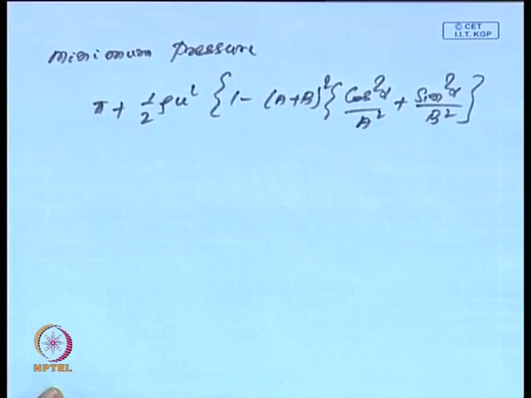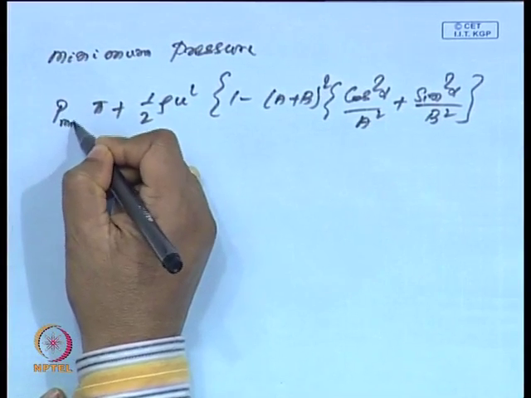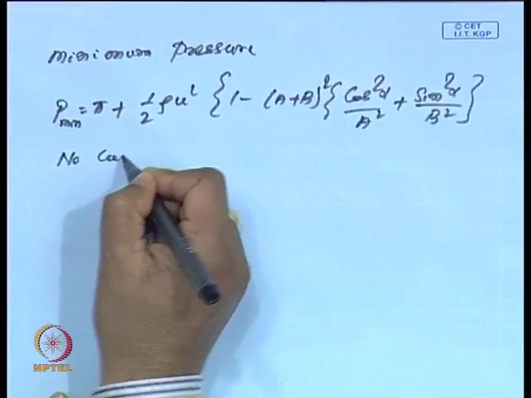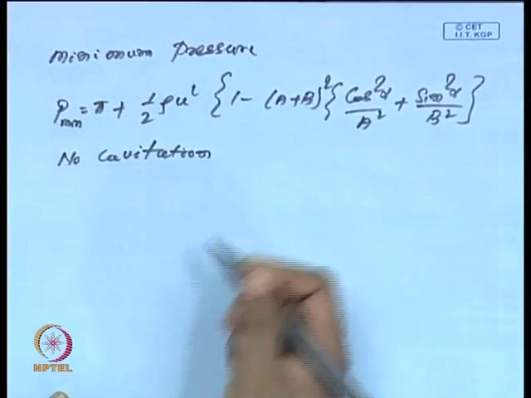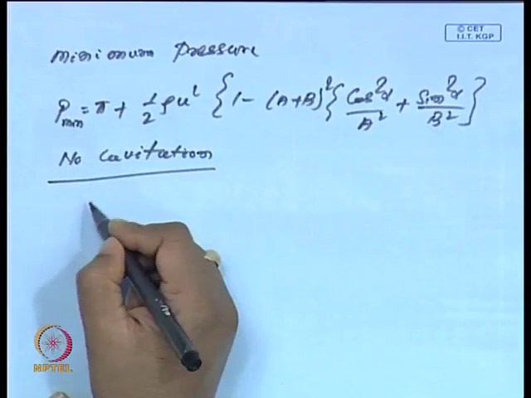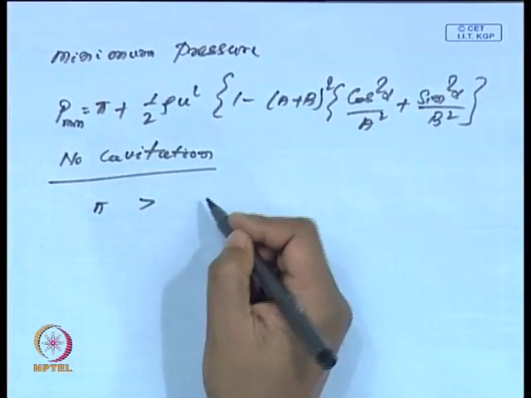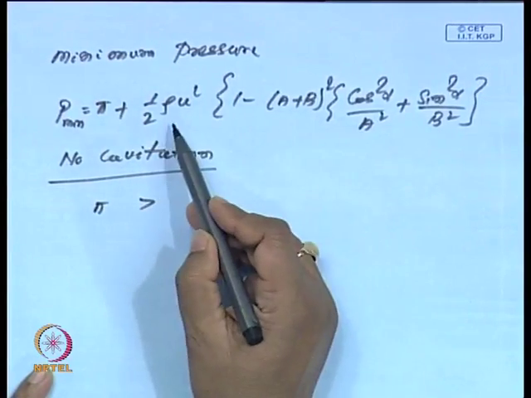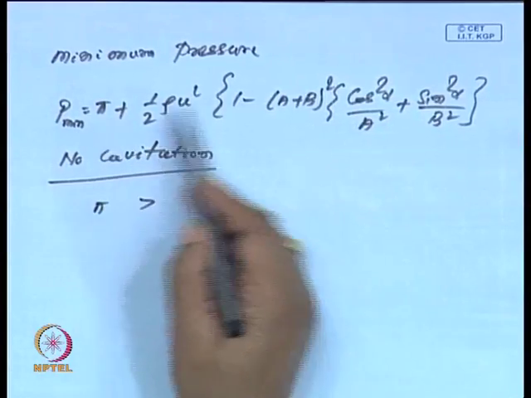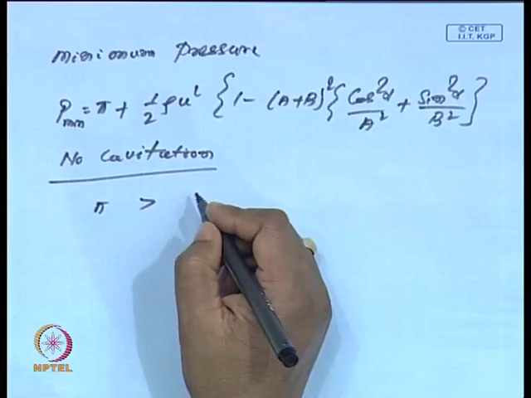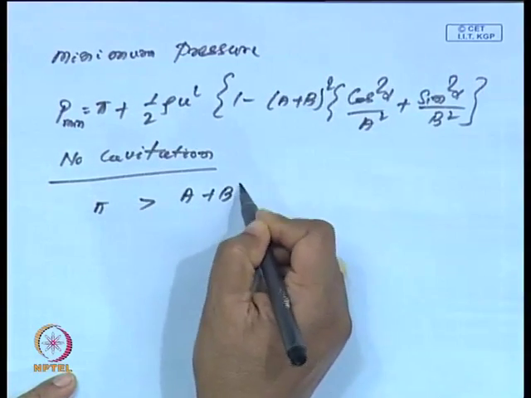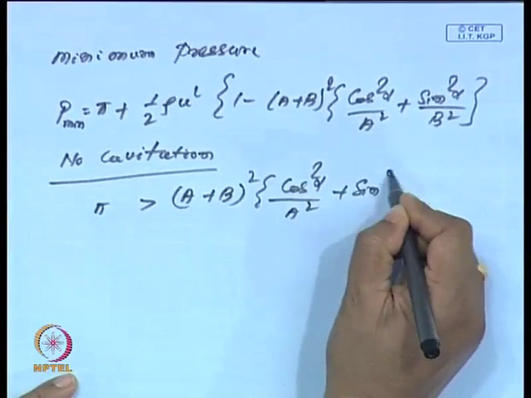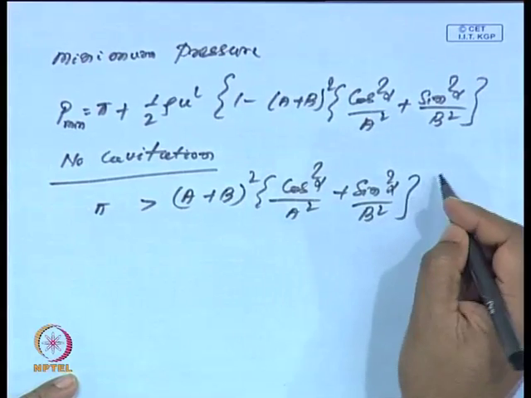Hence, if this is the minimum pressure, P will be this P minimum. So, I say that there is no cavitation if pi must be greater than... there is no cavitation means this term, P minus pi, has to be greater than 0, and that means my pi has to be greater than a plus b square, cos square alpha by a square plus sin square alpha by b square, minus 1.